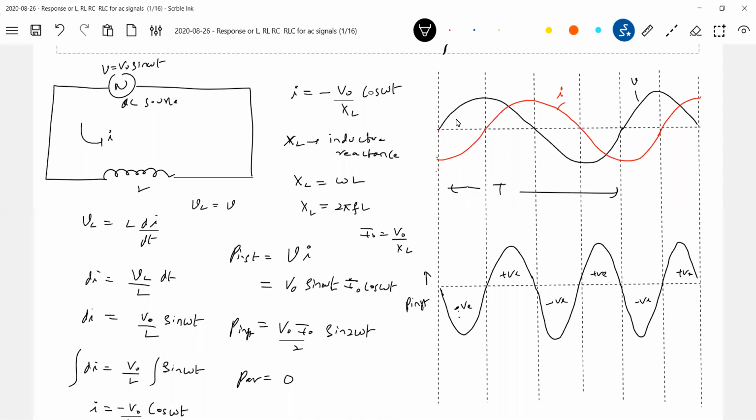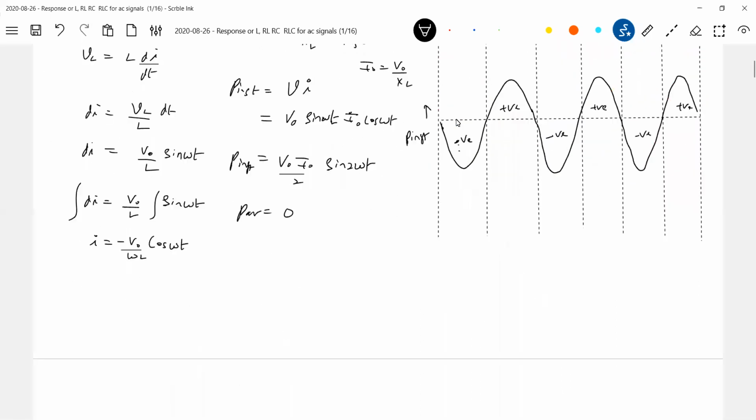Sir, how do we know that the current is maximum at t equal to 0? We got the expression V naught by omega L cos omega t. The moment you switch on, there will be current, no? Just connect one ammeter. Finish, no? Okay, sir.